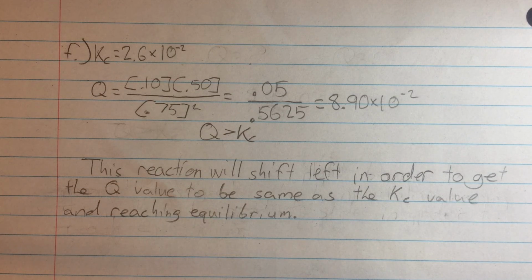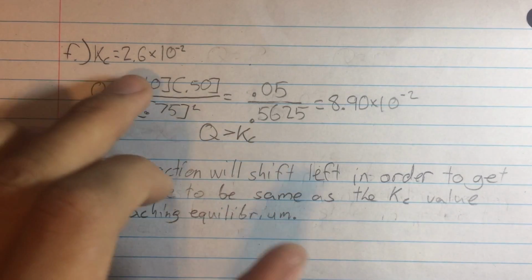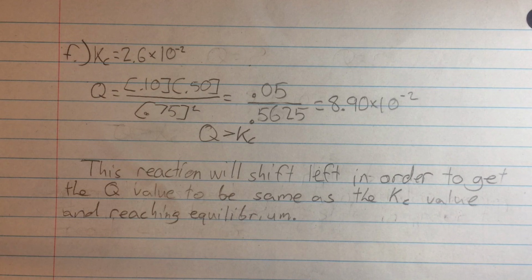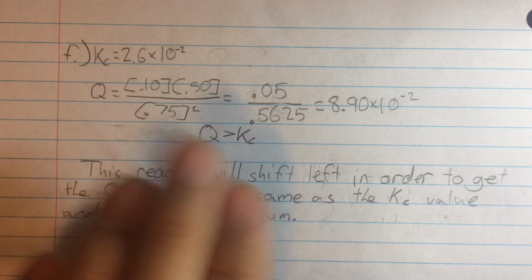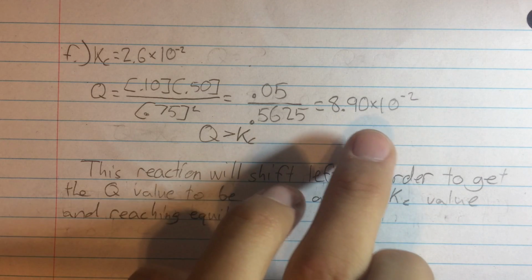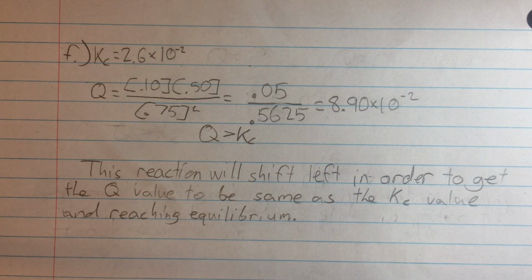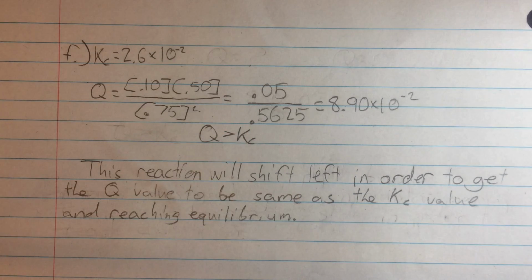So part F asks us to find the value of Q under completely different circumstances. The difference is that it's now under 1000 K. And it gives us Kc, which is 2.6 times 10 to the negative second power. So to find Q, we have to put it in this format. So we plug all these numbers in that we've already found before, and it'll give us 8.9 times 10 to the negative second. So that means that Q is greater than Kc.